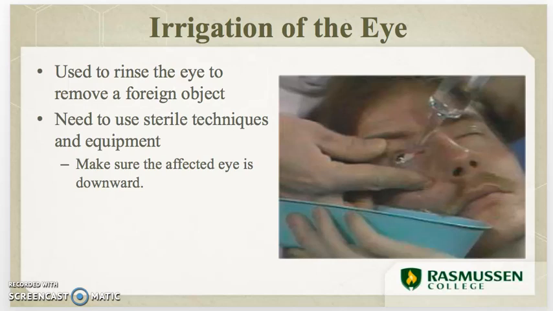You'll open the patient's eye with your index finger and your thumb of your dominant hand, and then you'll use a syringe with sterile water to irrigate the eye. You'll continue this method until that irritant or that substance has actually been removed from the eye itself.